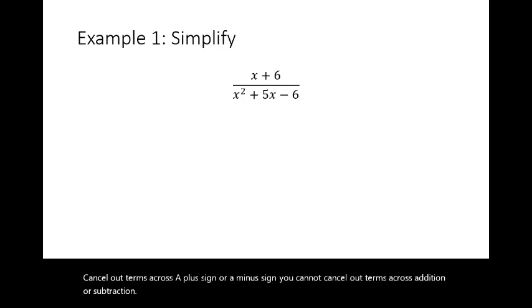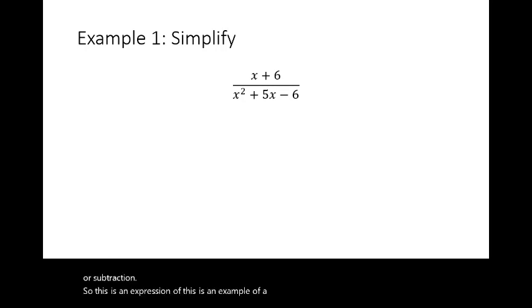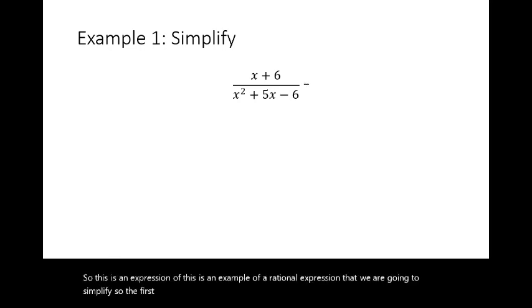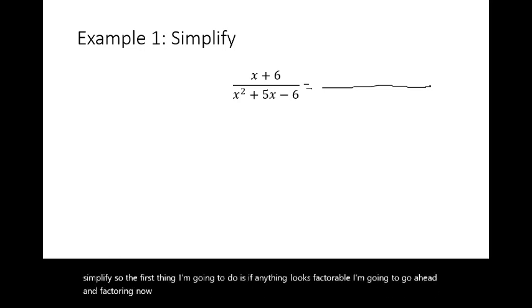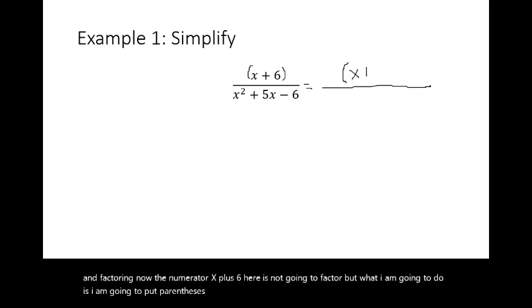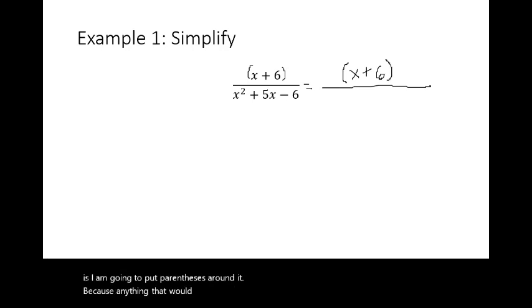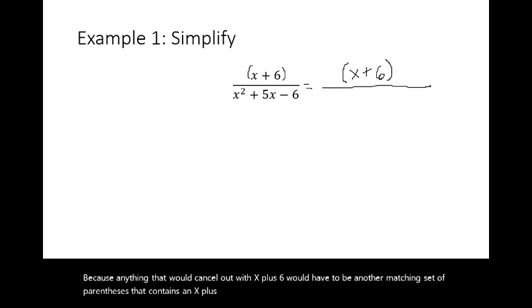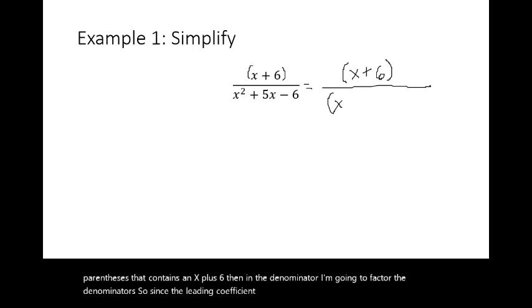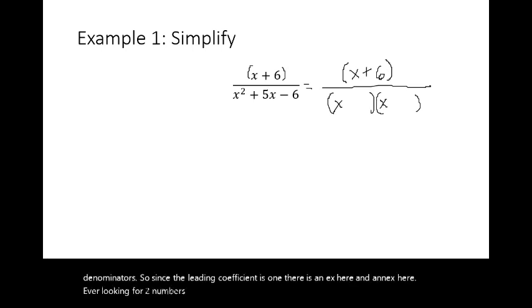So this is an example of a rational expression that we are going to simplify. The first thing I'm going to do is, if anything looks factorable, I'm going to go ahead and factor it. Now the numerator x plus 6 here is not going to factor, but I am going to put parentheses around it, because anything that would cancel out with x plus 6 would have to be another matching set of parentheses that contains an x plus 6. Then in the denominator, I'm going to factor the denominator. Since the leading coefficient is 1, there is an x here and an x here. And we're looking for two numbers that multiply to negative 6 and add up to positive 5, which are plus 6 and minus 1.